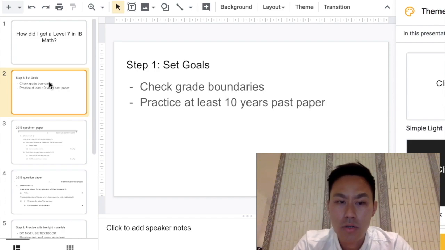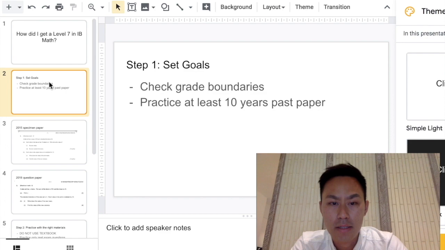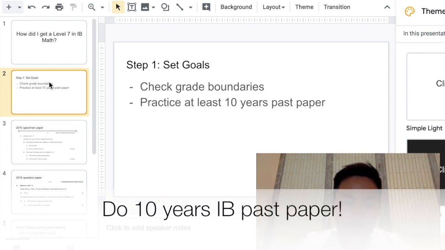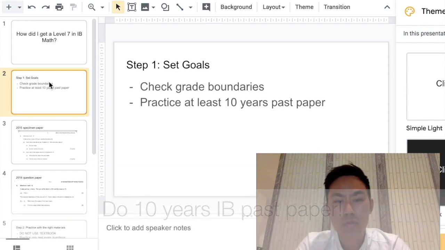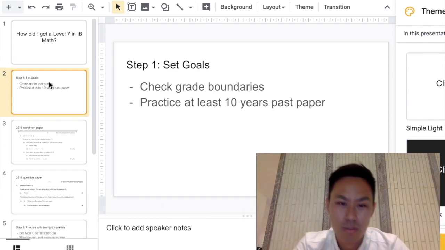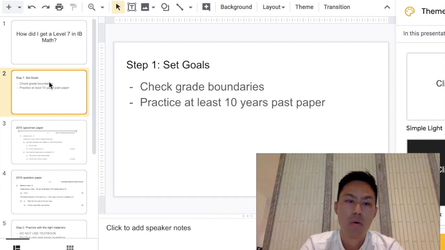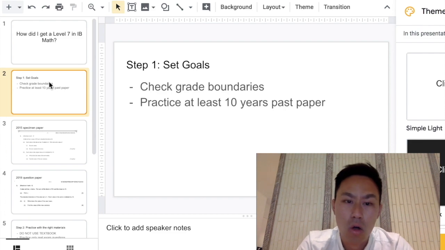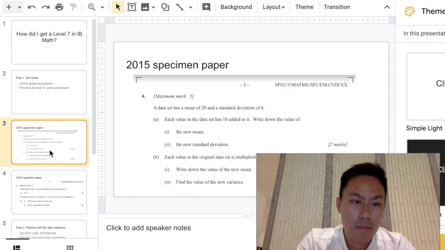And secondly, you need to set goals on your practice, right? You have to practice at least 10 years of past paper questions in order to score a level 7 in IB Math. I'm going to show you why later, because most of the time IB Math questions are quite repetitive. If you do 10 years, this time frame would be able to cover all kinds of question types. So let me show you an example.